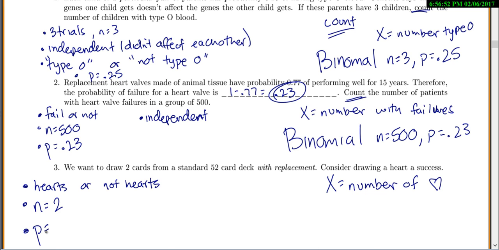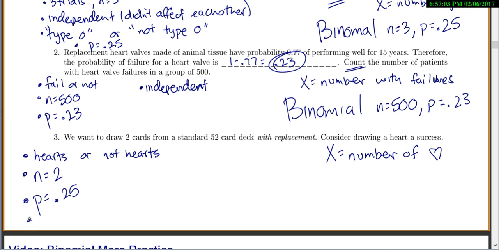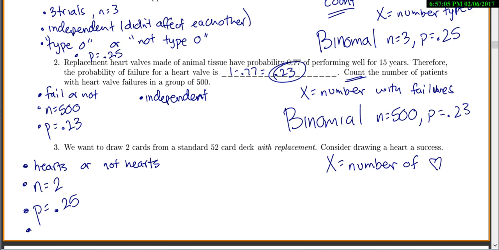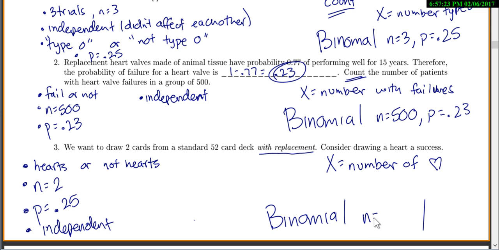We need a probability of hearts since that's what I want to count. And what is the probability of hearts? 0.25, or 1/4. And as far as drawing cards, notice they said it's with replacement, so I draw out my first card and then I put it back. Does the first card affect the second card? Nope. So again, that is independent. So we have binomial with n equals 2 and p equals 0.25.